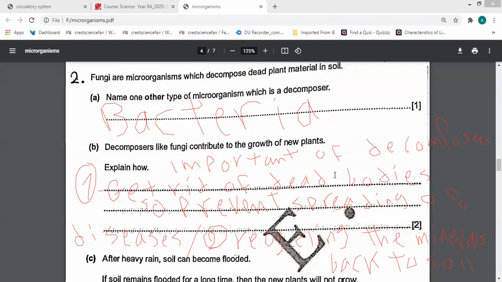Okay. Okay, Hala, I got it. Thank you. Okay, so the importance of decomposers: get rid of dead bodies and prevent spreading of diseases, recycling the materials or the minerals back to the soil again, so it will help the new plant for growth. You got it, guys?